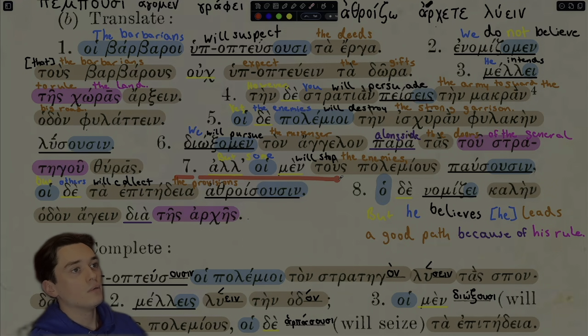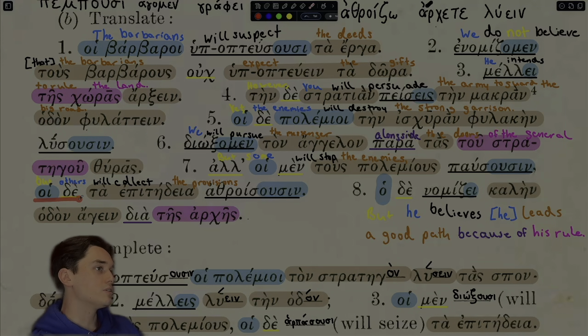7. Al hoi men tus polemius paususen, hoi de ta epitidea athroisusen. Al is either but or however. Since there's a hoi men and a hoi de, the subject has to be some and others. Now, let's look for the verb. Paususen. Third person plural, future active indicative. Some will stop, now look for an accusative, τους πολέμιους, the enemies. But others, athroisusin, will collect ta epitedeia, the useful things or provisions, and oftentimes money.